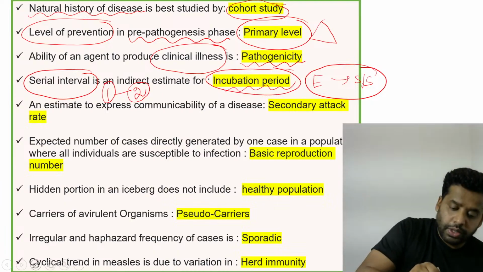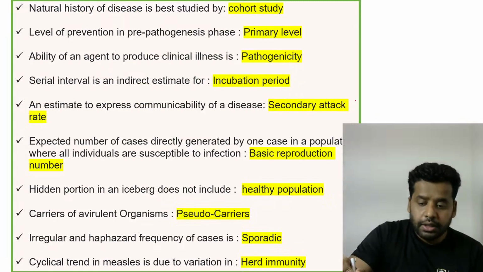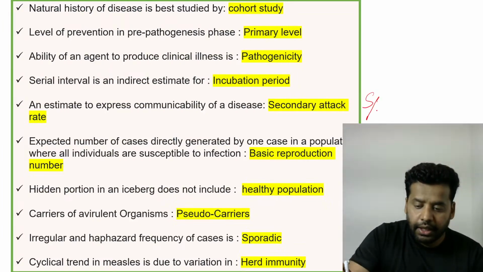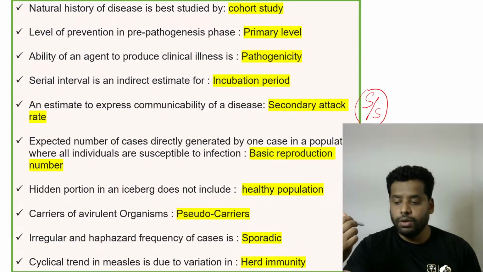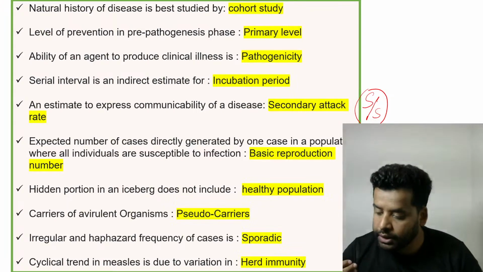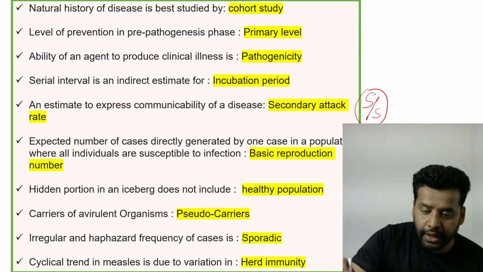What is used to calculate secondary attack rate? We are using the formula: secondary cases by susceptible contacts. Within the susceptible contacts in the family, how many secondary cases will develop?